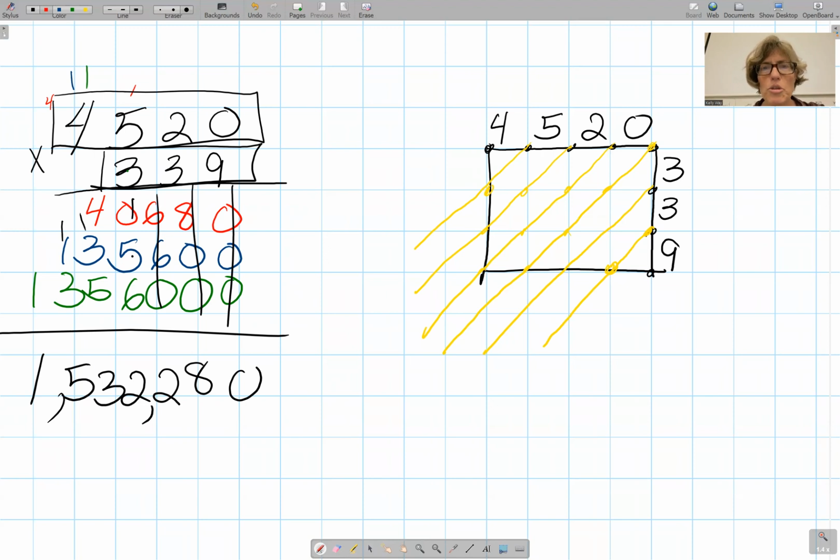So 0 times 3 is 0. So that's a 0 in the tens place and a 0 in the ones place. 2 times 3 is 6. So that's the ones place, and a 0 goes in the tens place. 5 times 3 is 15. So I have a 1 in the tens place and a 5 in the ones place. 4 times 3 is 12. So a 1 in the tens place and a 2 in the ones place. Next line, I'm going to do this silently.